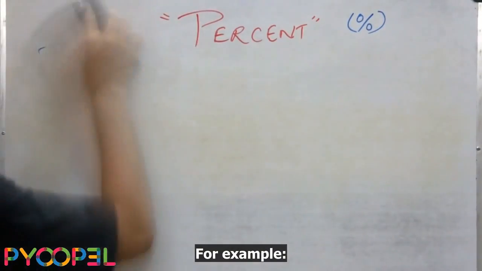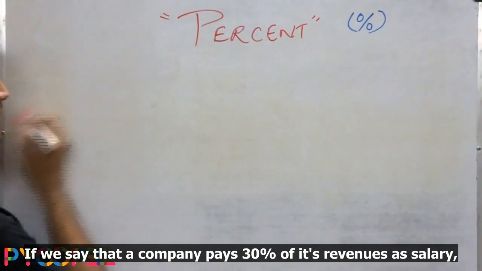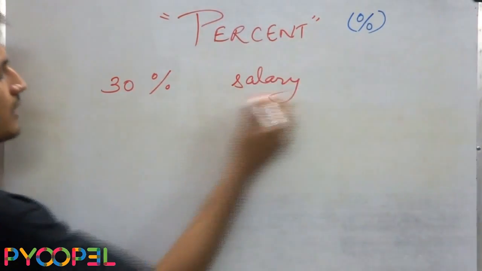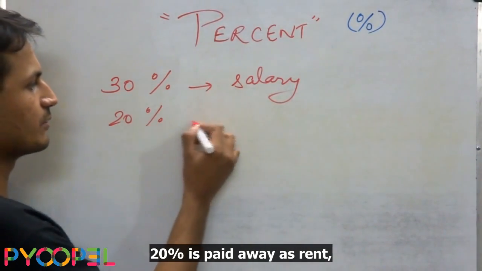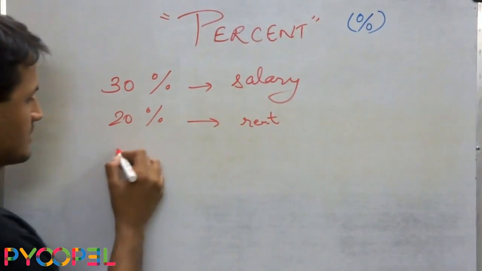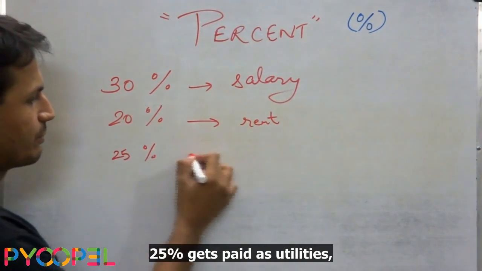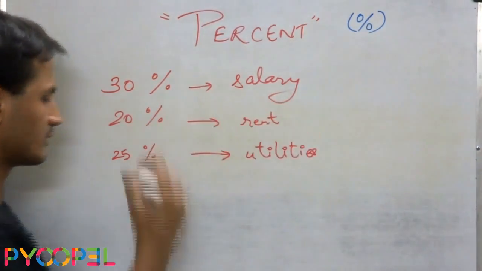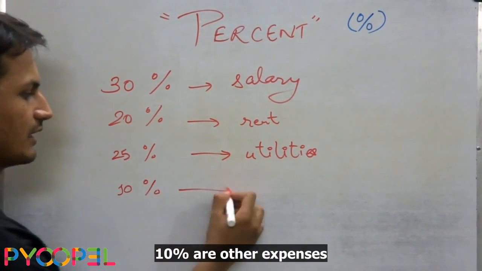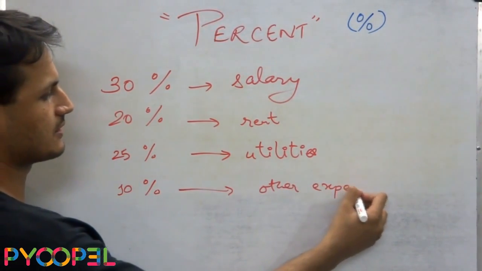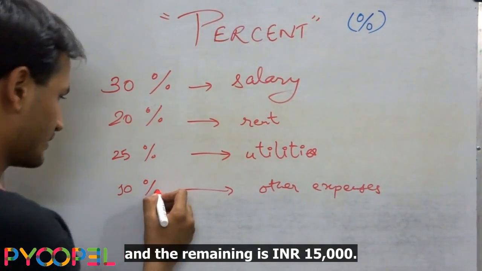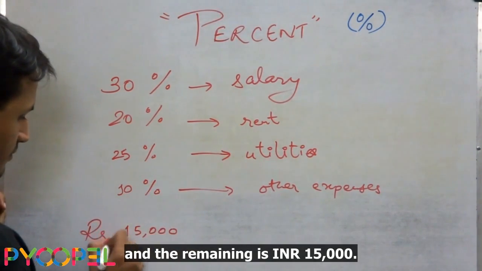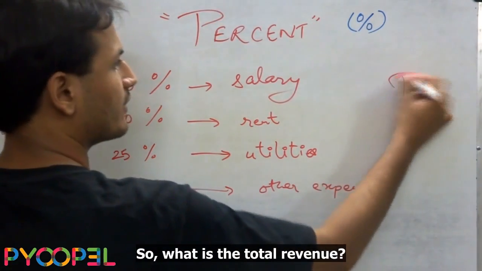For example, if we say that a company pays 30% of its revenues as salary, 20% is paid away as, let's say, rent, 25% gets paid as utilities, 10% are other expenses, and the remaining is, let's say, 15,000 rupees. So, what is the total revenue?